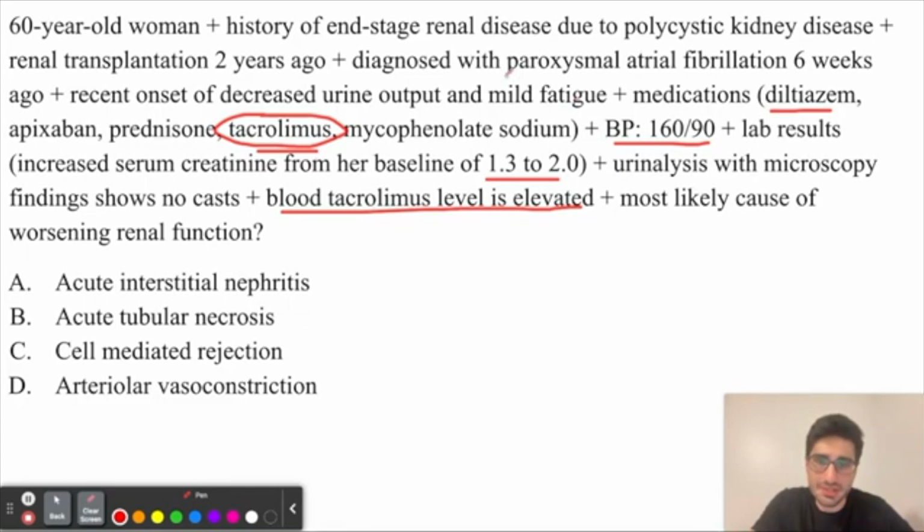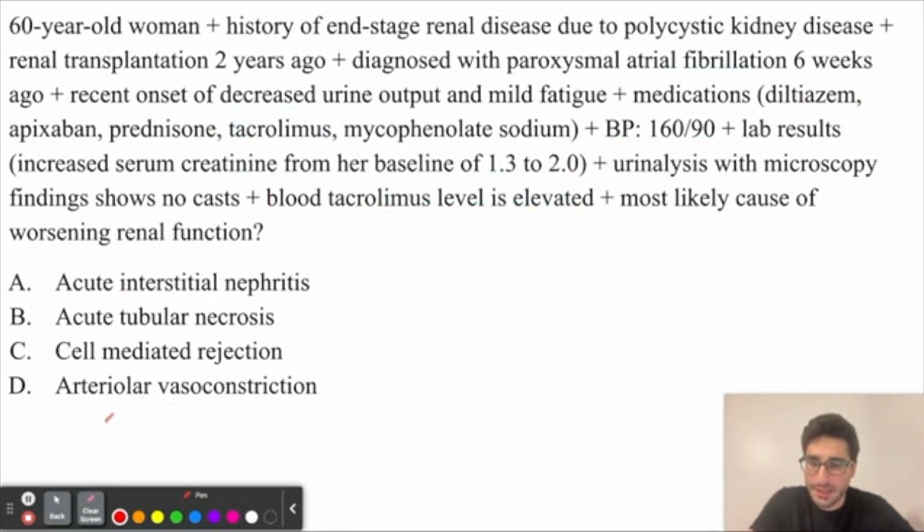So this patient was recently diagnosed with atrial fibrillation, and so she was put on diltiazem, and diltiazem is a cytochrome P450 inhibitor. So because it inhibits cytochrome P450, that can reduce the clearance of tacrolimus, and as a result, that can increase the side effect of nephrotoxicity of tacrolimus. And the question tells us that the blood tacrolimus level is elevated, and we know that her nephrotoxicity is bad because her serum creatinine went up from her baseline of 1.3 to 2.0.